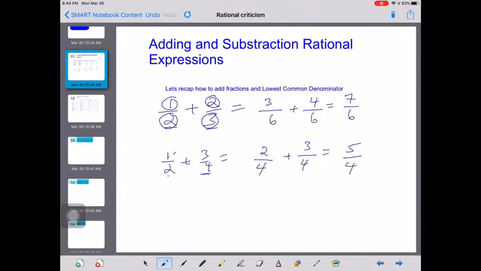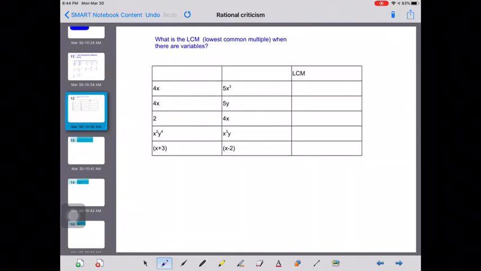So what happens when there are variables in the denominator? For example, if you had 1 over 2x plus, for example, 3 over 4x. Now, the obstacle right now is we need to figure out the common denominator. So in this slide, we're going to look for the lowest common multiple, or when we do fractions, it's called the lowest common denominator. So let's say you had these as the terms in your denominator.